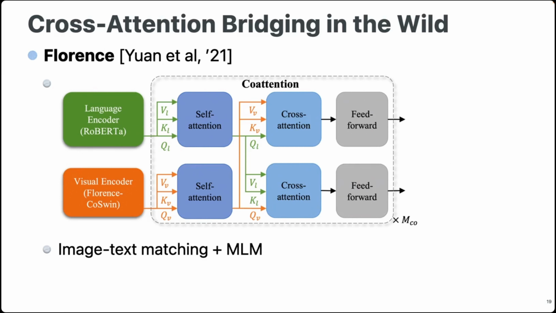And at the bottom, we can see that the query is from the vision encoder, so the output modality here would be the refined image tokens. In this case, we can achieve both the image-text matching and masked language modeling objectives.